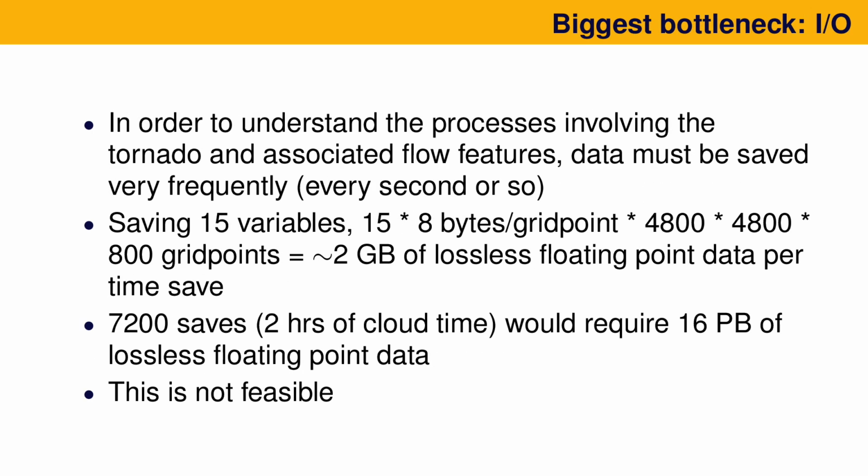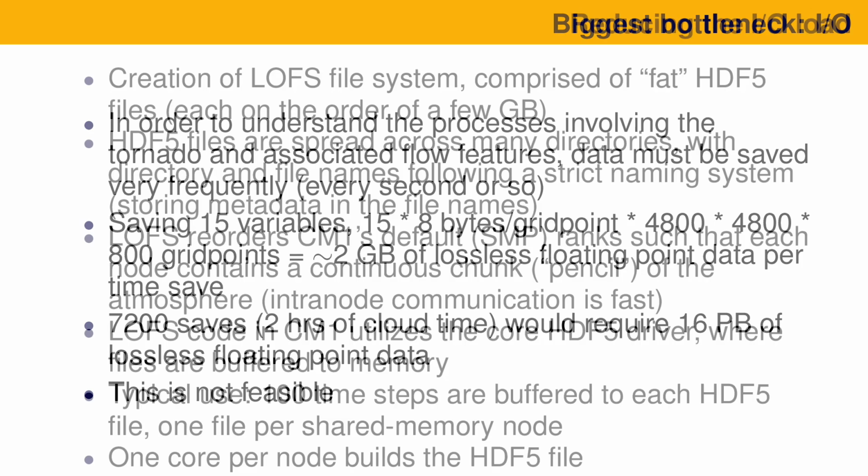We need to save data frequently. We save about 15 variables. I need to save data every one model second. So if you just do a quick back of the envelope calculation, 15 variables, 32-bit floating point data, it's about 2 gigabytes of lossless floating point data per time step. If you save 7,200 time steps, about 2 hours of cloud time, that's 16 petabytes of data, and that's just not going to happen. So what do?